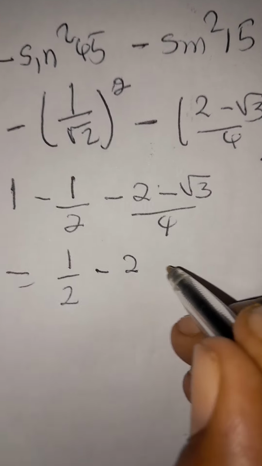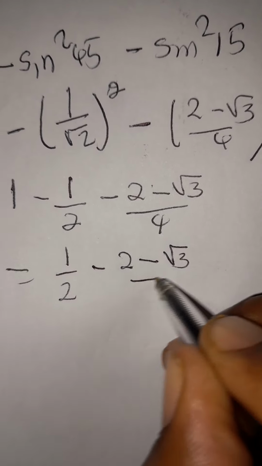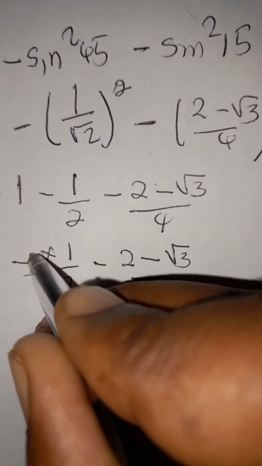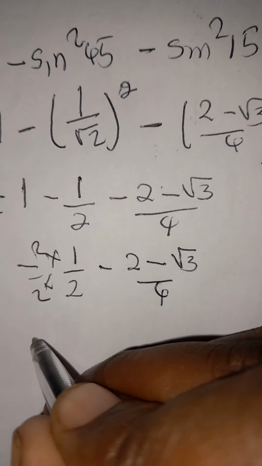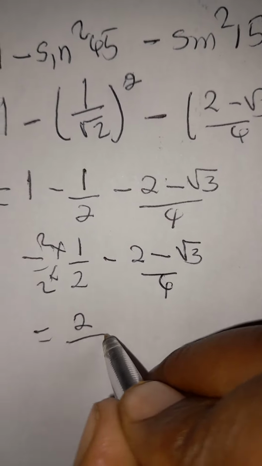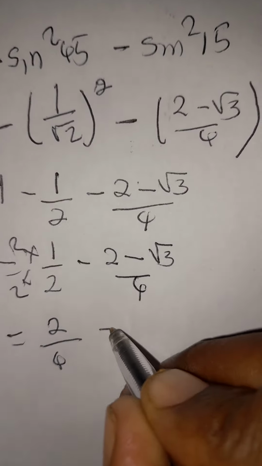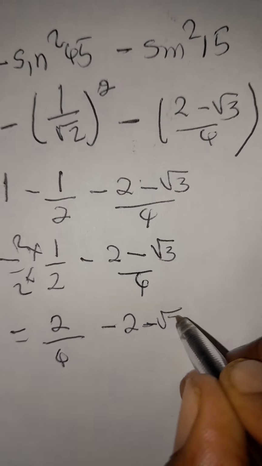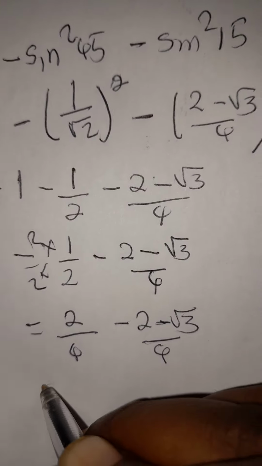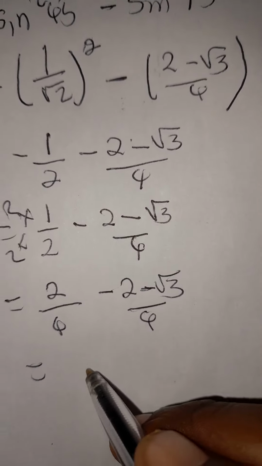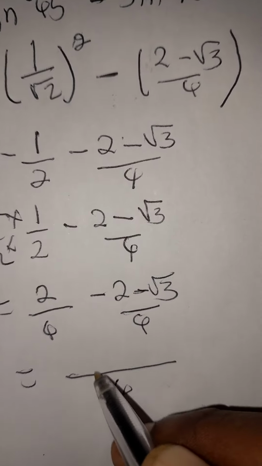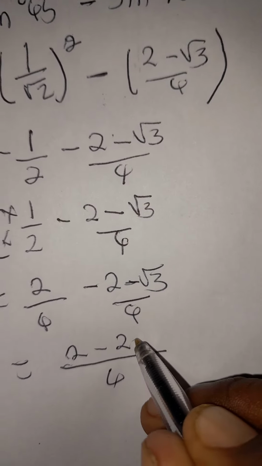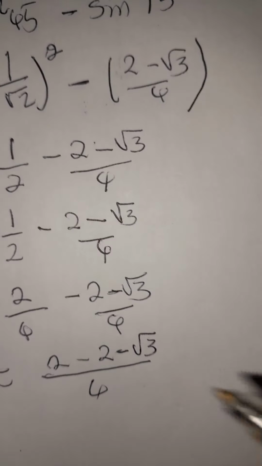Okay, so we have 2 root 3 all over 4. We can multiply by 2 both sides to make it in the numerator. This will be 2 divided by 4 minus 2 minus root 3 all over 4. Okay, like terms, the same denominator, we're going to have 2 minus 2 minus root 3 there.